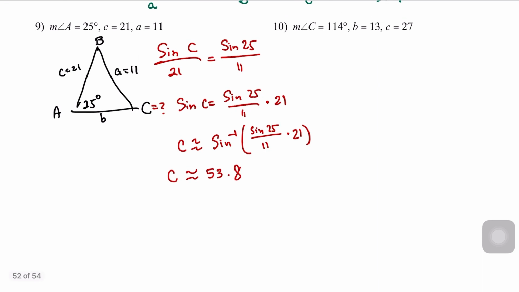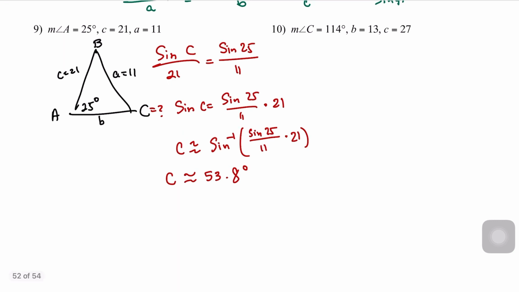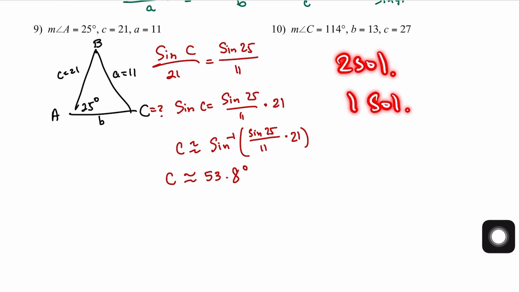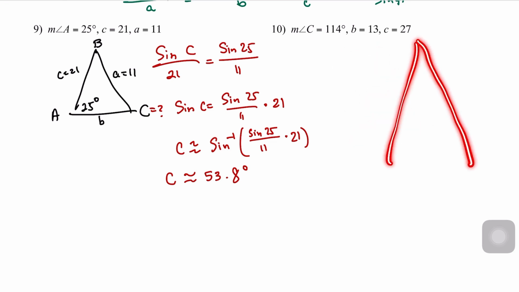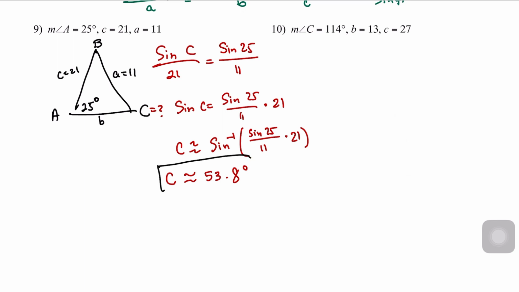Now, the interesting part about this is that there's a possibility of there being two solutions, one solution, or no solution. We're going to use the idea that for any given triangle, its interior angles always add up to 180. So this is what we're actually going to use here to see if this is actually a possible answer.